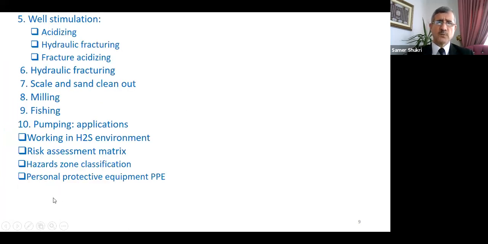We go through them one by one till 10 applications. Then we can discuss the working in H2S environment. We can have something about safety, risk assessment matrix. Quickly, we can look at it: hazards, zone classification, personal protective equipment.